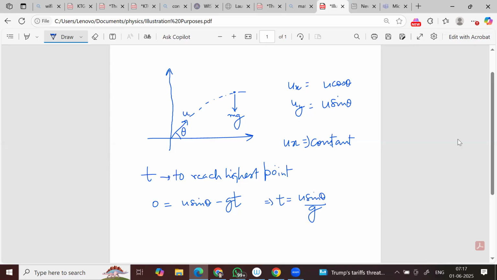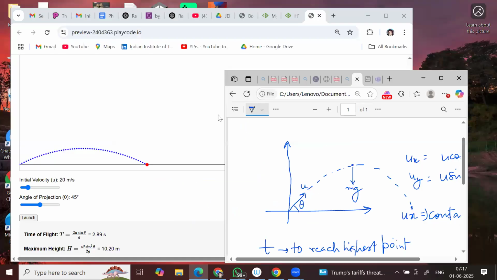The total time of the flight is the time it takes from the beginning to the end, when it falls down on the ground. So that would be equal to 2t, or 2u sine theta upon g. So this is the total time of flight. And this is exactly what we saw: 2u sine theta upon g. And this came out to 2.89 seconds as we launched the projectile with an angle theta equals 45 degrees and u equals 20 meters per second. And you can calculate this and confirm it with the solution provided here.